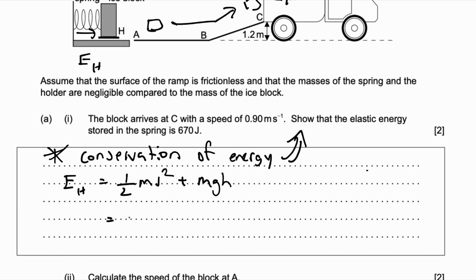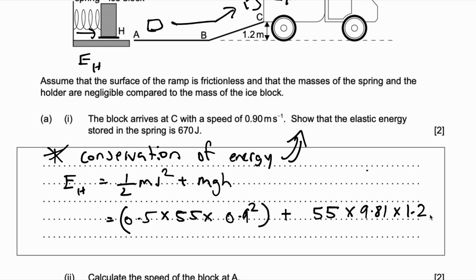So let's put this in our calculator. So we know it is 0.5 times 55, which was given to us, times the velocity at this point C, which is 0.9 squared, plus again the potential energy, now 55 times 9.81 times height 1.2 meters. If I were to sum these two, kinetic energy and potential energy, together, what do I get? Let's see. 0.9 squared, 55 into 9.81 into 1.2. Add these two together, you get 669.74 joules, which obviously is almost equal to 670 joules. Hence this question has been completed.